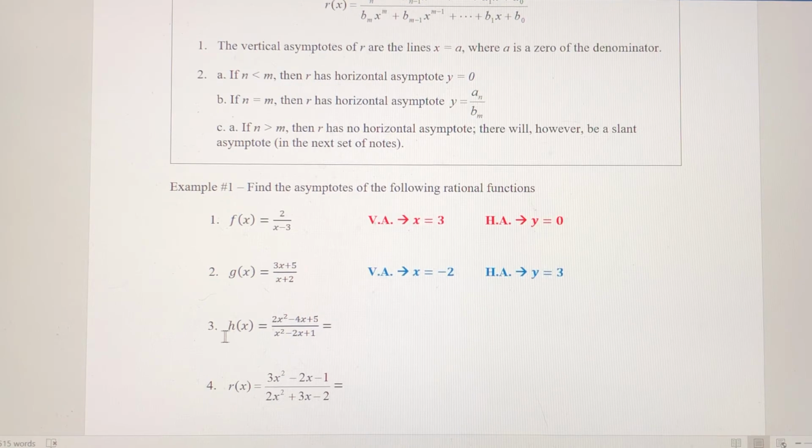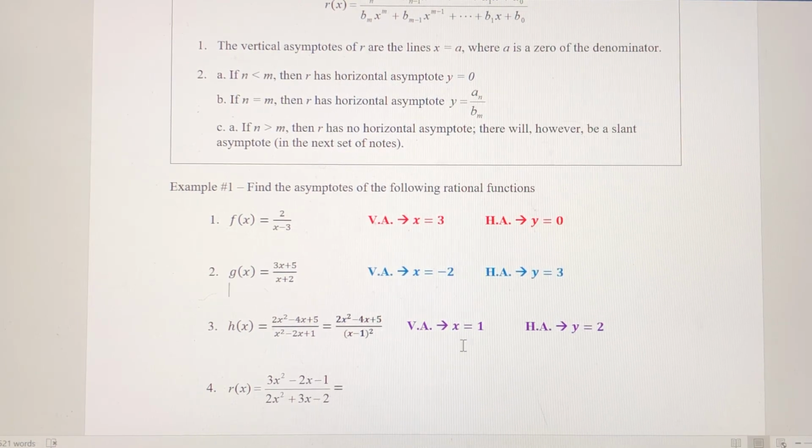3, h of x equals this quadratic over this quadratic. Not in simplest form. I can factor the denominator here. The numerator can't be factored. You could try, but it would never happen. So my vertical asymptote is going to be what makes this factor 0. In this case, it's going to be x equals 1. Horizontal asymptote: the degrees of the denominator and the numerator are both the same. So it's going to be the ratio 2 over 1. So y equals 2 will be my horizontal asymptote.